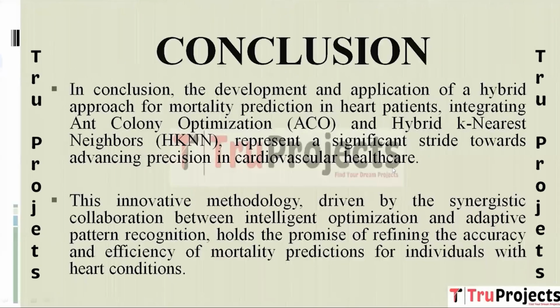So now coming back to the conclusion part. In summary, the progress and implementation of a hybrid strategy for predicting mortality in heart patients, which combines ant colony optimization ACO and HKNN, which stands for hybrid K nearest neighbors, marks a substantial advancement in enhancing precision within cardiovascular healthcare. This inventive approach, fueled by the cooperative integration of intelligent optimization and adaptable pattern recognition, offers the potential to improve the accuracy and effectiveness of mortality predictions for individuals with heart conditions. So here we have completed that project.